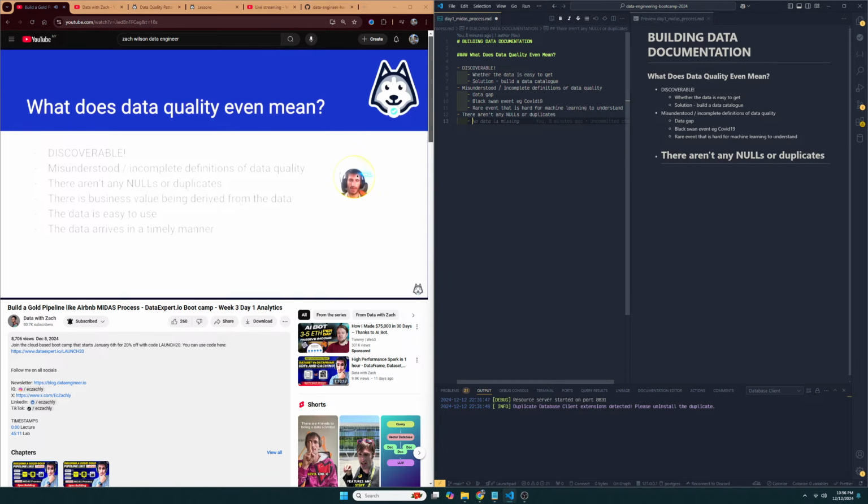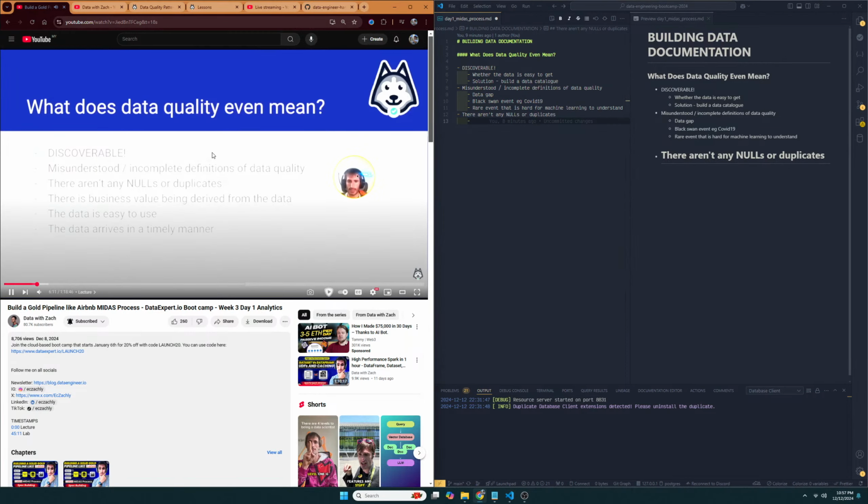These are trickier. So there is business value being derived from the data. This is one that can be tricky sometimes, because what does that mean?